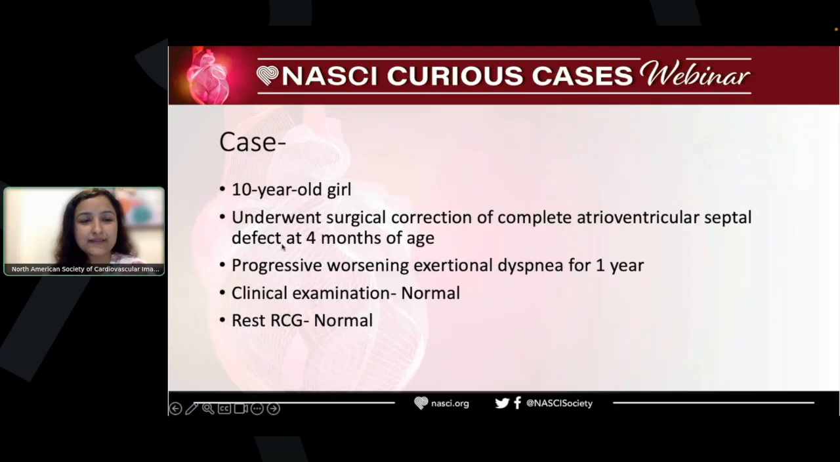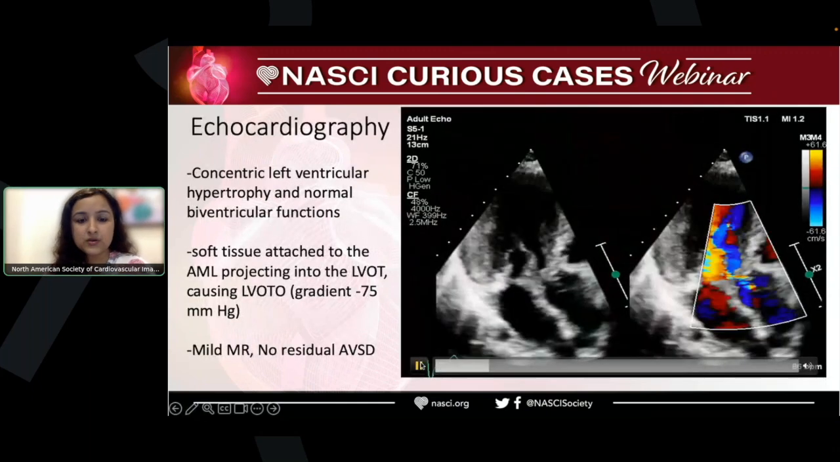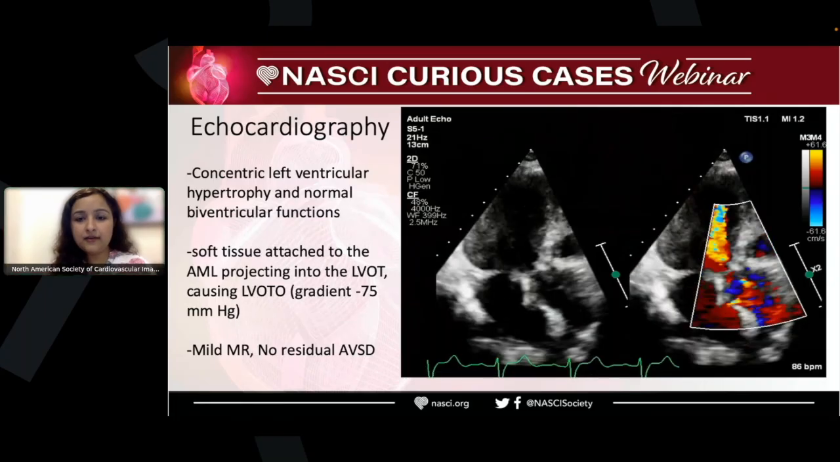So this was a 10-year-old girl who underwent surgical correction for complete atrioventricular septal defect at 4 months of age. Now she's 10 years old, and she presented with progressive worsening of exertional dyspnea for the last 1 year, gradually progressive. Clinical examination was otherwise normal. Rest ECG was also normal, and these were the echocardiography findings.